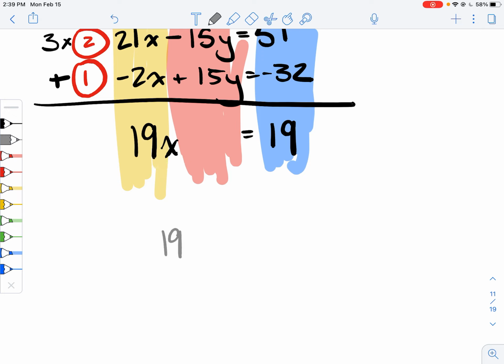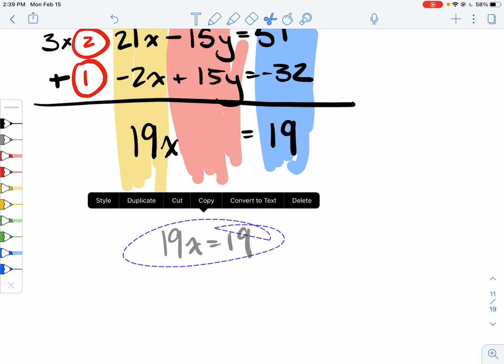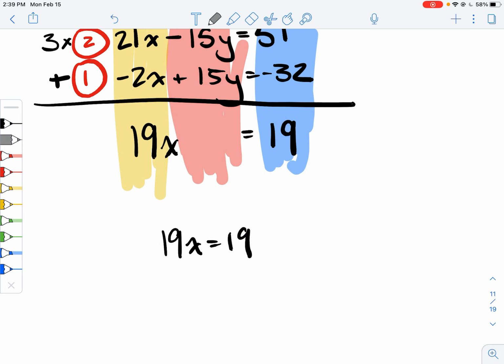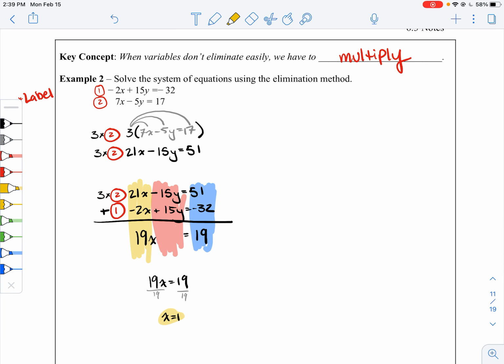But that gives us 19x equals 19. We divide by 19 on both sides to give us x equals 1. Now that we know what x is, we can plug it back into one of our equations. Let's take our top one. Okay, so we'll plug it back into equation 1, which says negative 2x plus 15y equals negative 32.